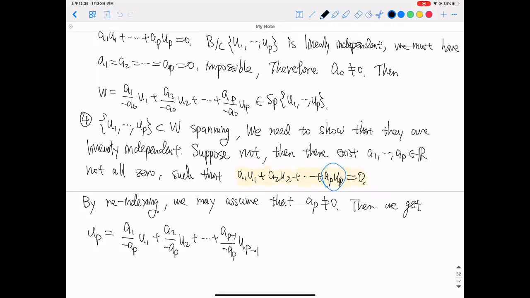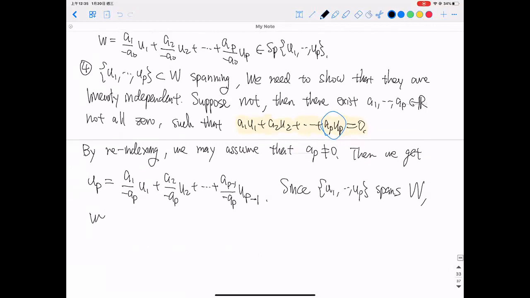So since u1 through up spans W, and we've written up as a linear combination of u1 through u(p minus 1), we see that in fact u1 through u(p minus 1) already spans W. Okay.